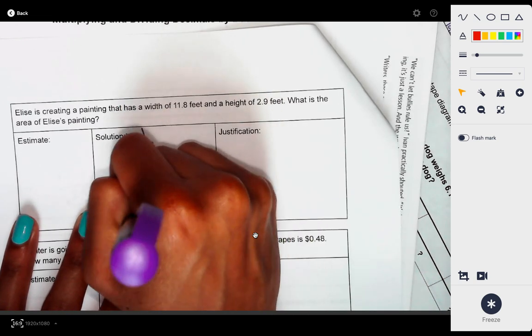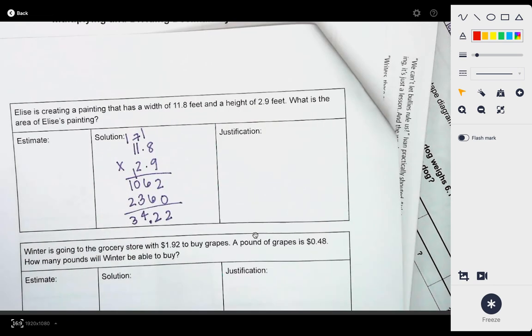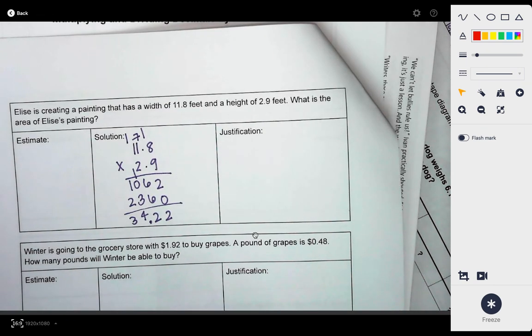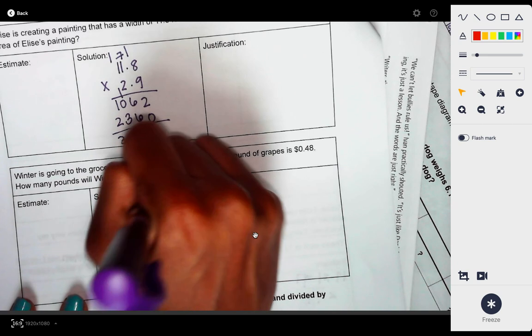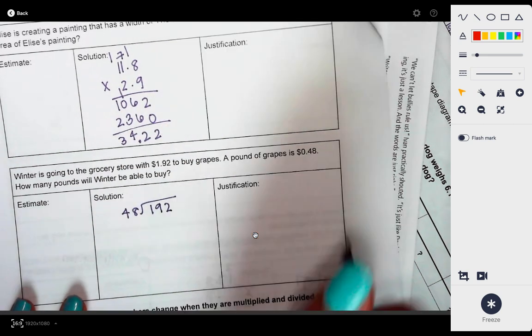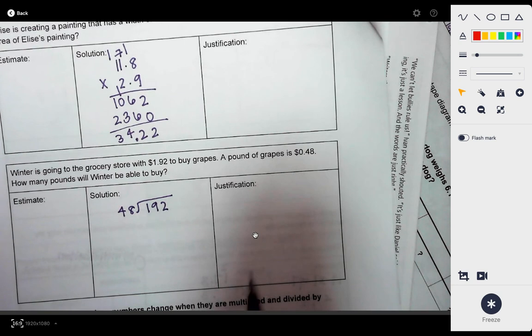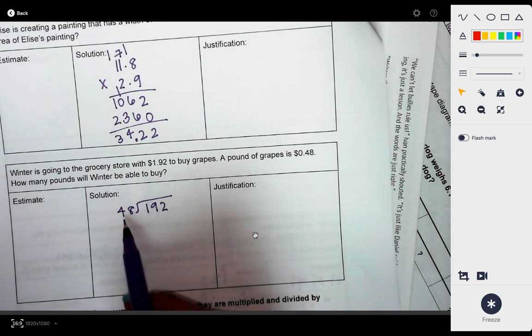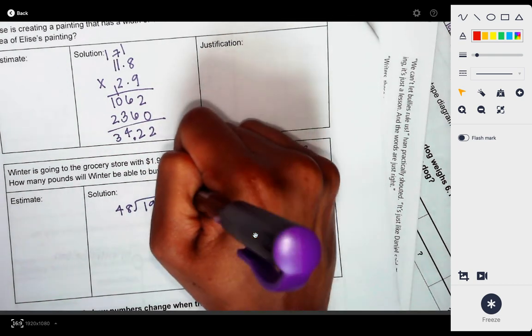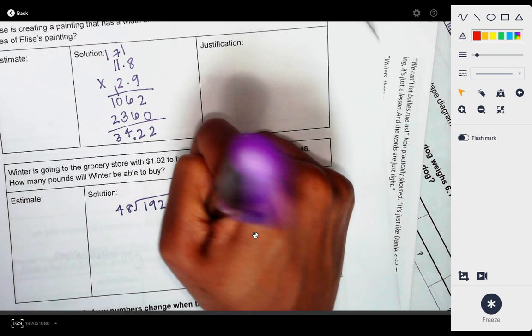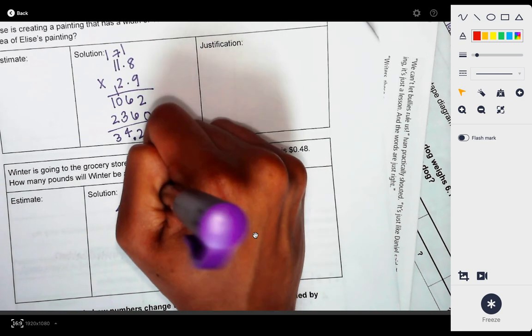And now I'm going to double check my math. It should be 34 and 22 hundredths, but let's make sure using my calculator. Good. Okay. And then for this one, we're going to do 48 into 192. Okay. So I know that 15 to 200 is about 4, so I'm going to check that. See, 19, great. So it goes into it 4 equal times.